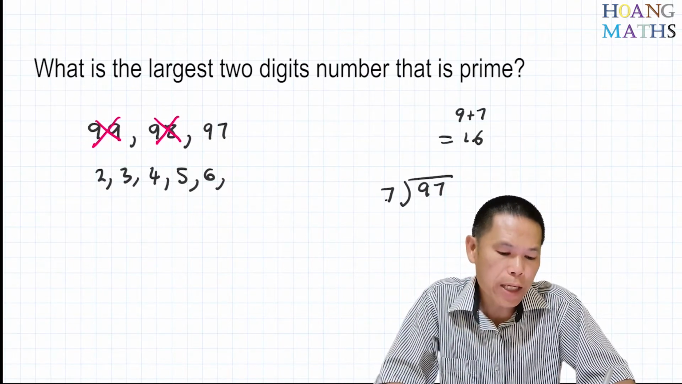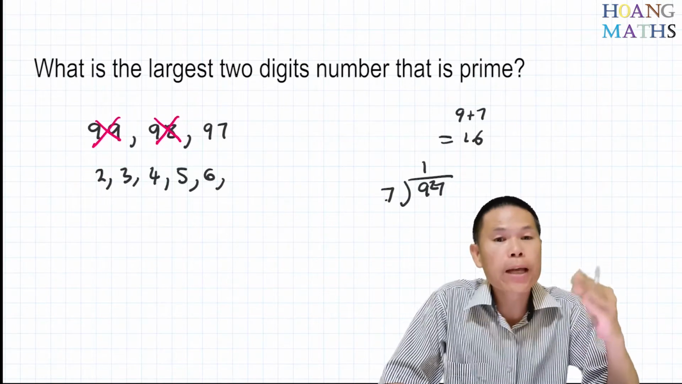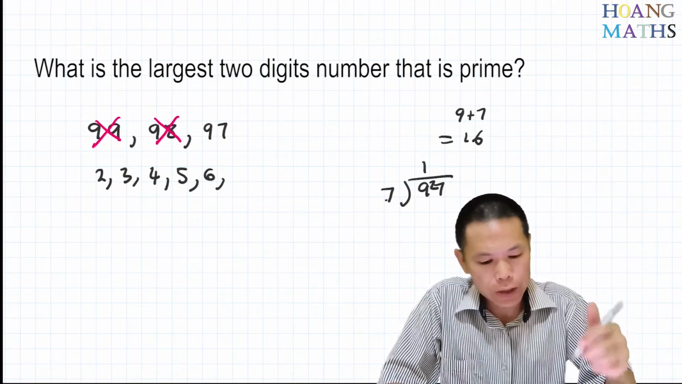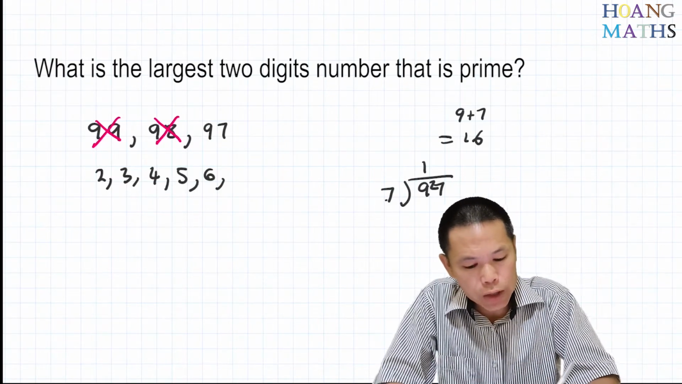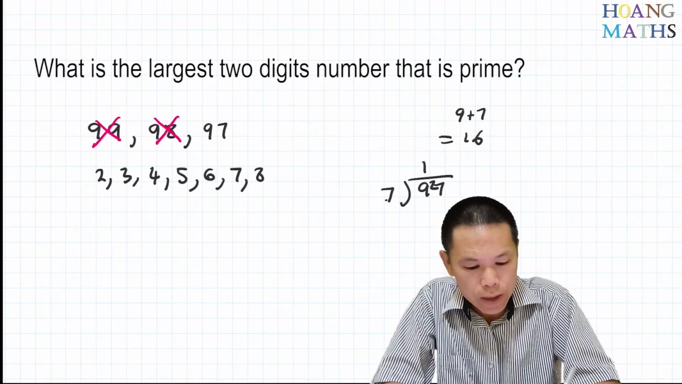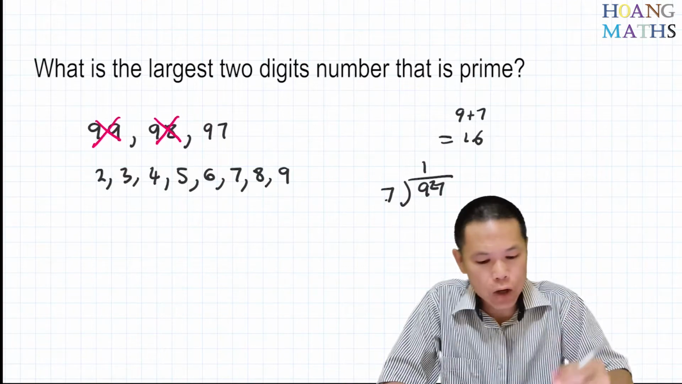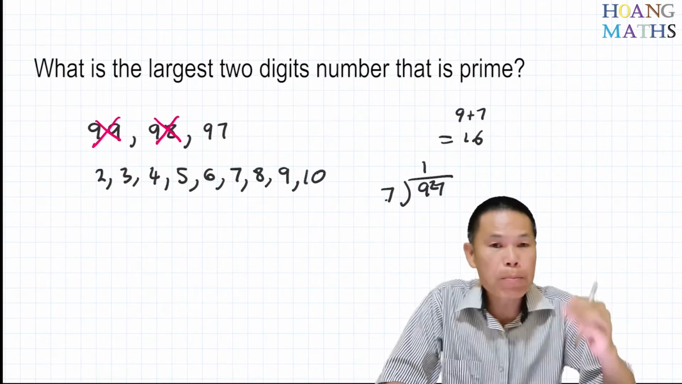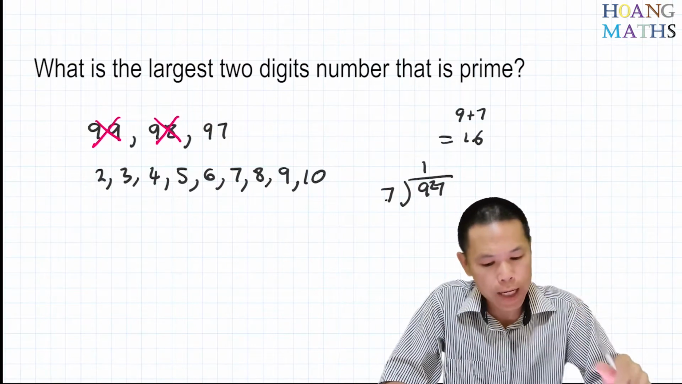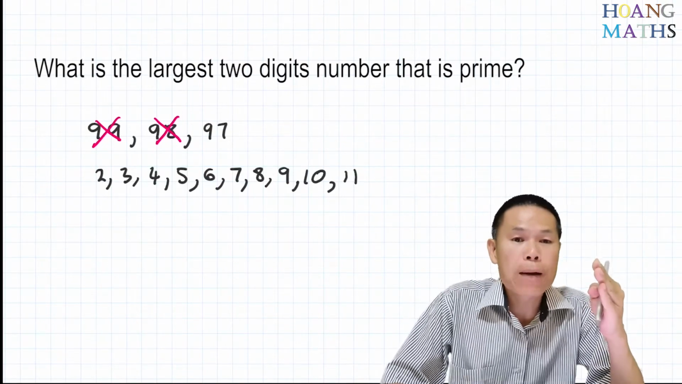7 goes into 9 once, remainder 2. And 27 cannot divide by 7 because there will be a remainder. So therefore it is not divisible by 7. And 8 is definitely not. 9 is definitely not, we already worked it out. And not 10, of course. Remember, divisible by 10 must end with 0.